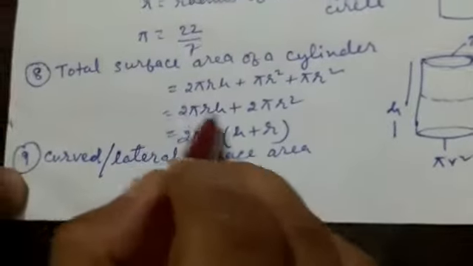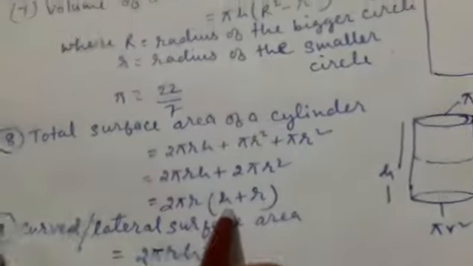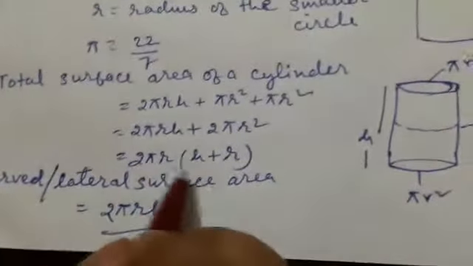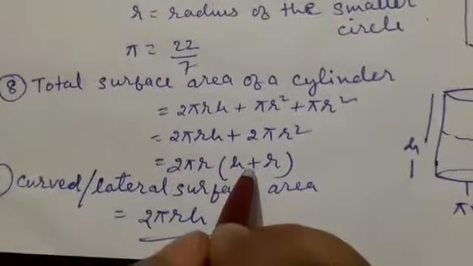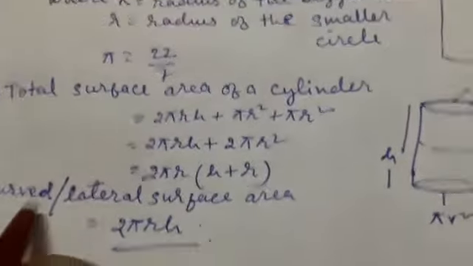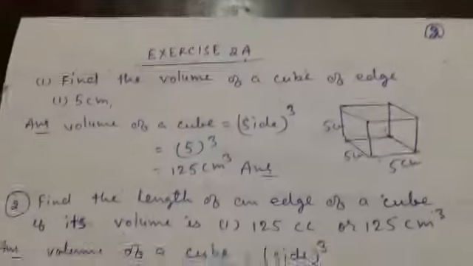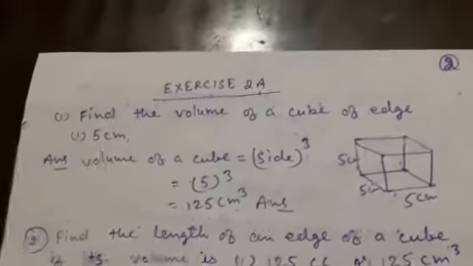Now we'll take 2 pi r as common, so inside the bracket h plus r. Therefore the formula will be 2 pi r into (h plus r). This is for the total surface area. Now curved or lateral surface area is equal to 2 pi rh. Now we will see exercise 2A.